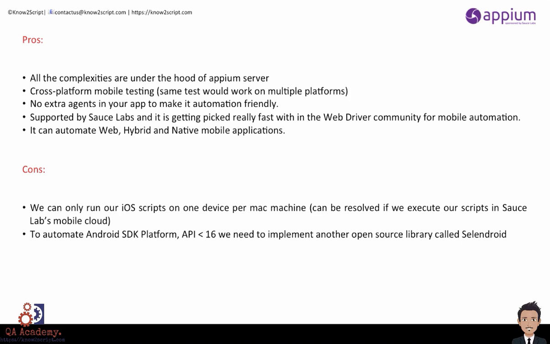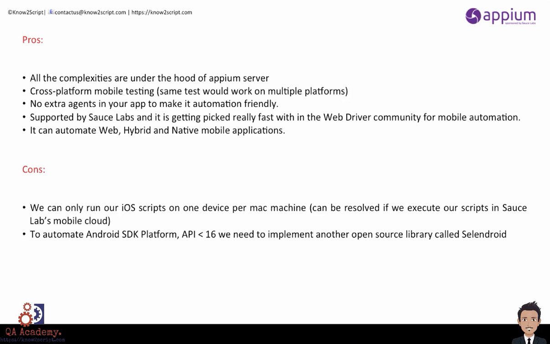All the complexities are under the hood of the APM server. So what does it actually mean? This means your job is just to write the script for app automation. The rest will be taken care of by the APM server, like understanding the commands and converting them to respective commands to perform the user actions on the mobile apps, either by iOS or by the Android SDK tools. Your job is only to write the script and click on the run button. The rest of the things will be taken care of by the APM server.